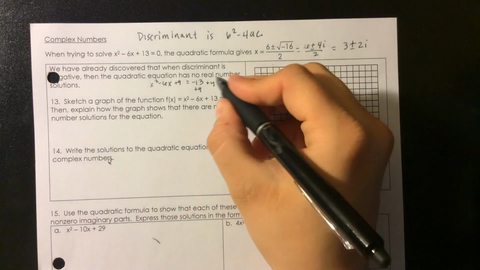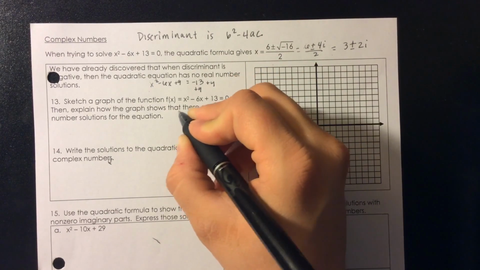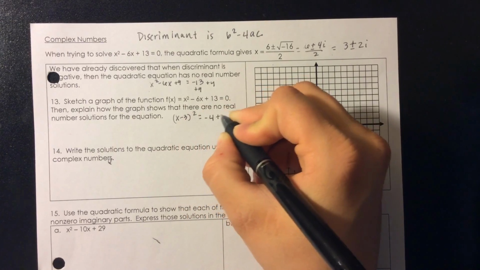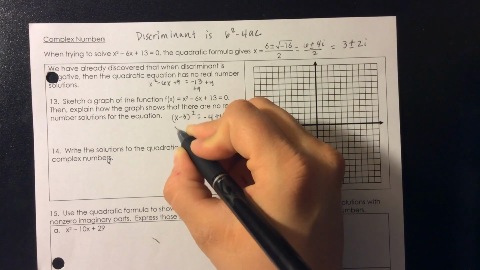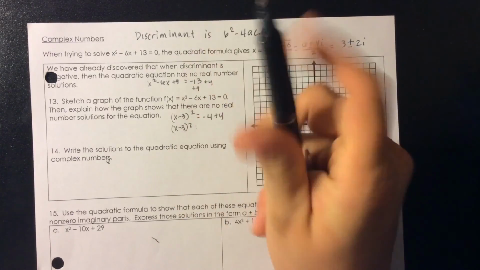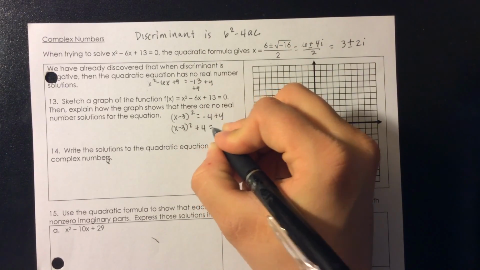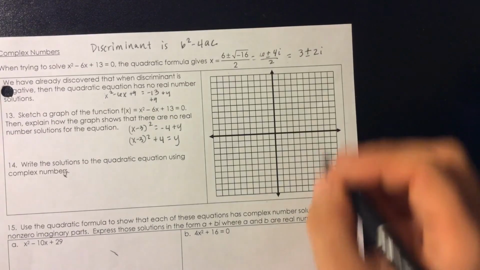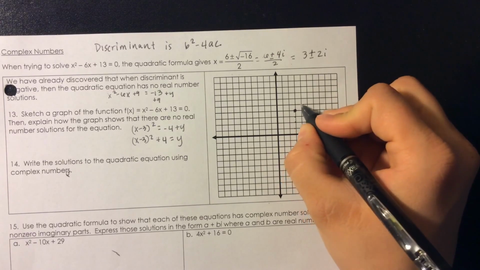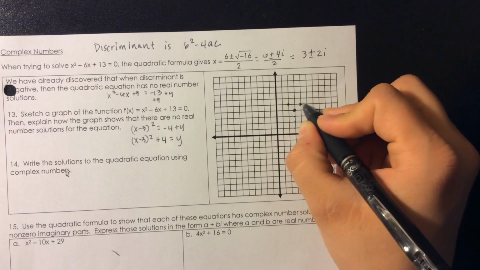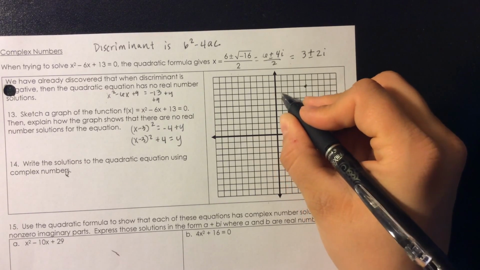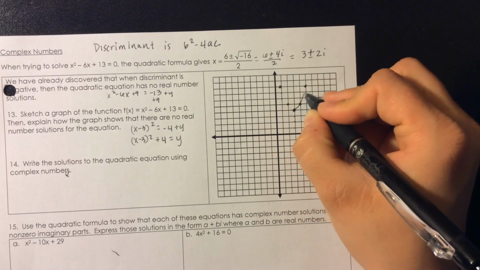So this guy will factor to, I'm going to write it right down here, x minus 3 squared is equal to negative 4 plus y. I'm going to add my 4 over, and I get x minus 3 squared plus 4 is equal to y. So my vertex is 3, 4. There's no a value, so I'm just going to have my normal pattern. So left and right, 1 up 1, over 2 up 4. And that's enough points to see.